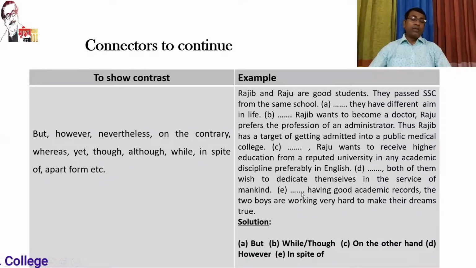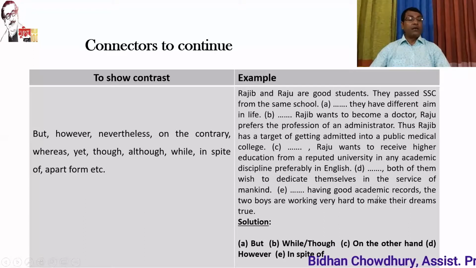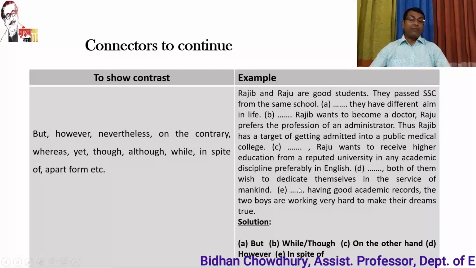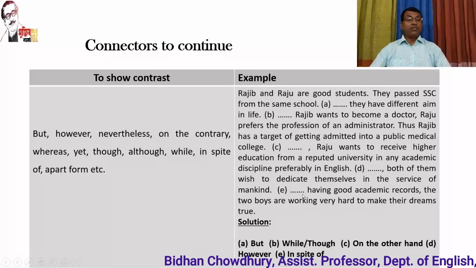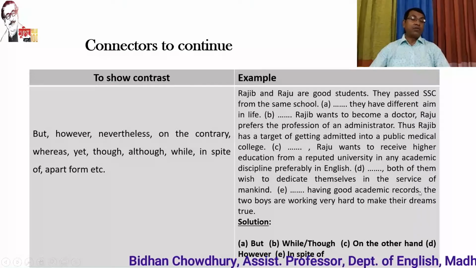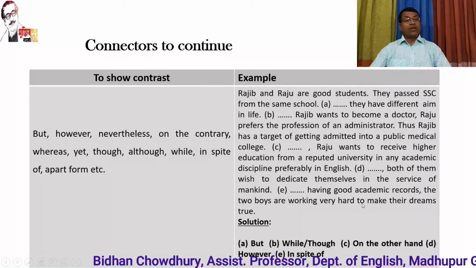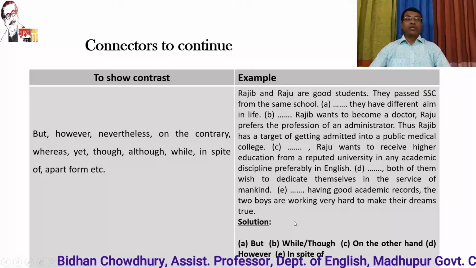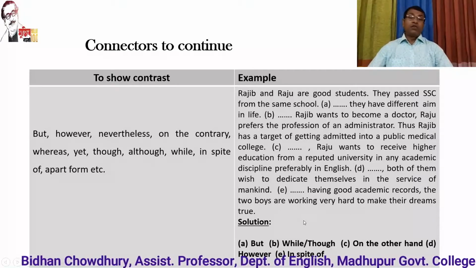And last of all, in gap number E, having good academic records, the two boys are working very hard to make their dreams true. So, dear students, you can see they have good academic records, yet the two boys are working very hard. So, in this last gap, I have used in spite of. In spite of having good academic records, the two boys are working very hard to make their dreams come true. So, this is the solution of this problem.